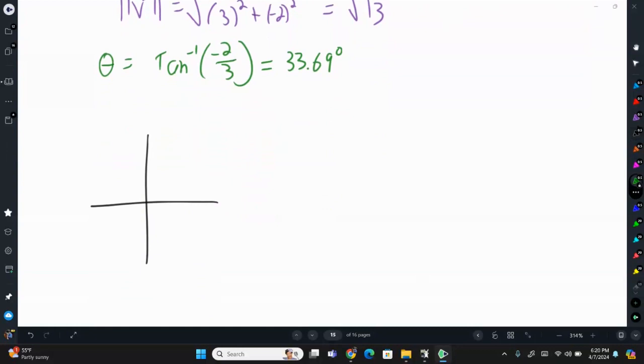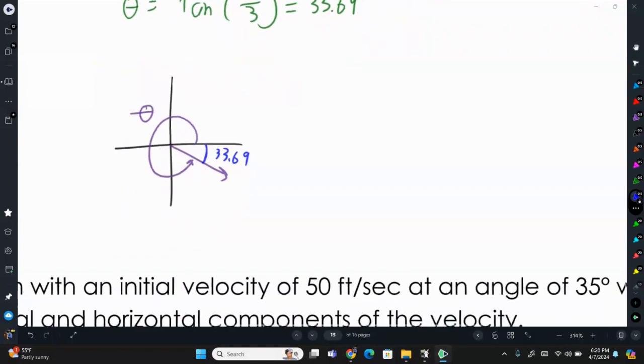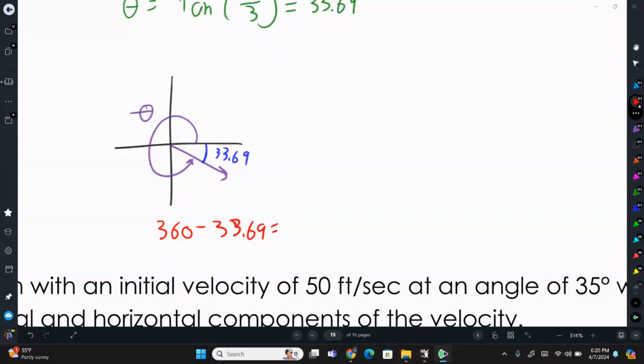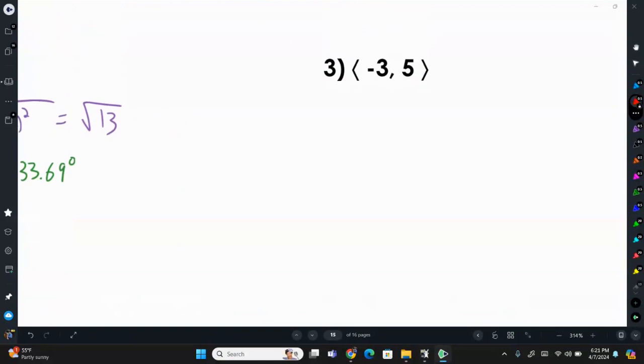So that means my angle, or the terminal side of the angle, is down here, and we have to go in this direction. This is theta. But the reference angle is always from the terminal side of the angle to the x-axis. So that's it right there. Well, we have almost a full circle, except for that 33.69. So I'm going to do 360 minus 33.69, and that's going to be 326.13 degrees.